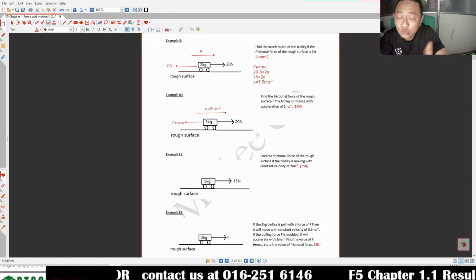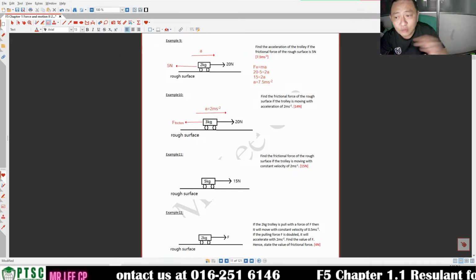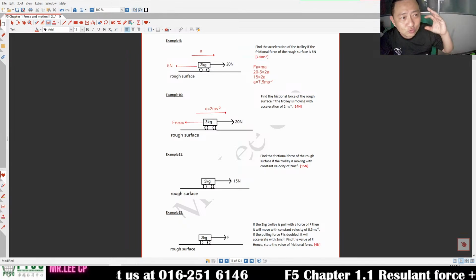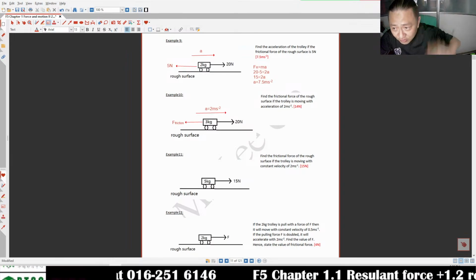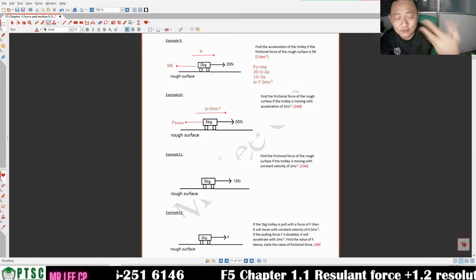Frictional force will not pull the object to the left or right. If the frictional force is too big, then it is not moving. If it moves, it must be your force that causes it to move.